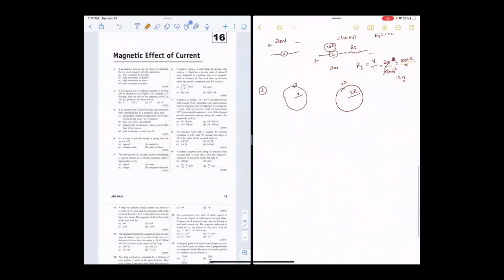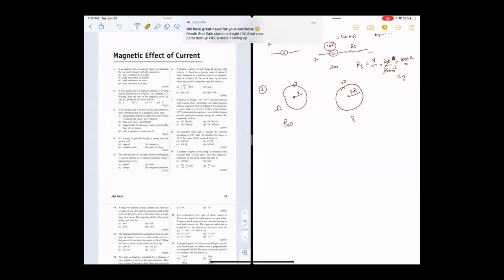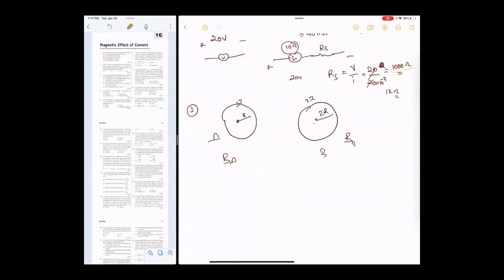So this is A, this is B. At the center of this is BA, at the center of this is BB. Agree or not? Now what is the formula for magnetic field at the center of the coil? B at the center is equal to mu naught I by 2R.